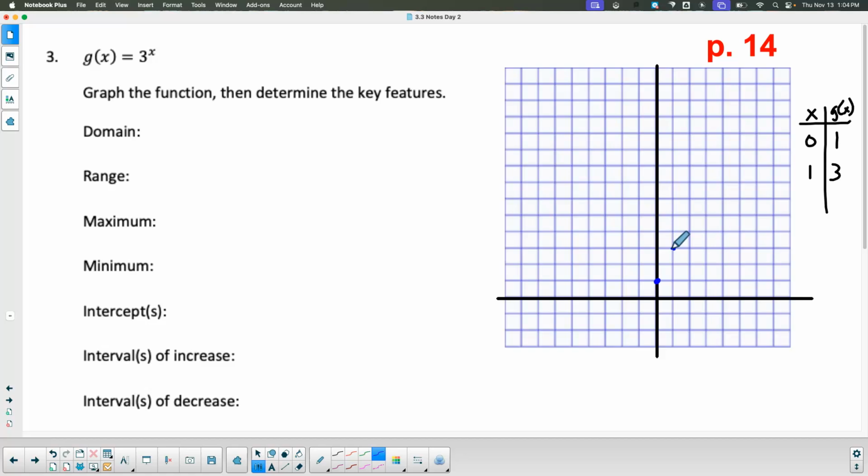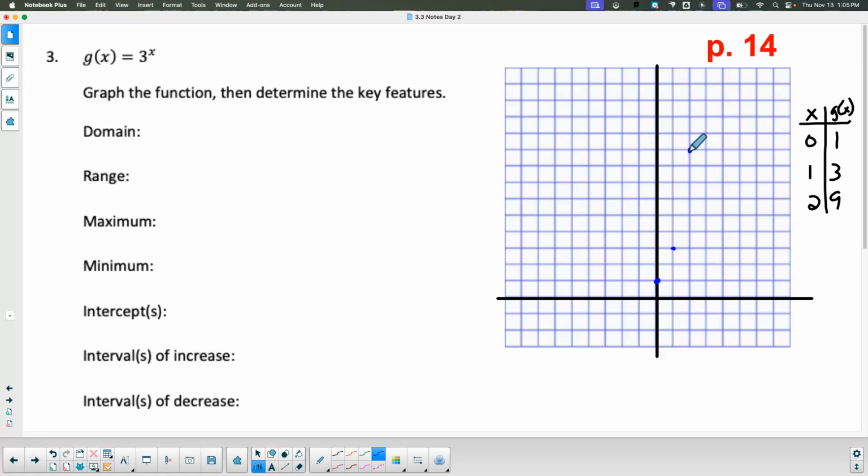Another one? 2, 9. What do you got, Ty? What would it be? 3, 27. Yep, 3, 27.